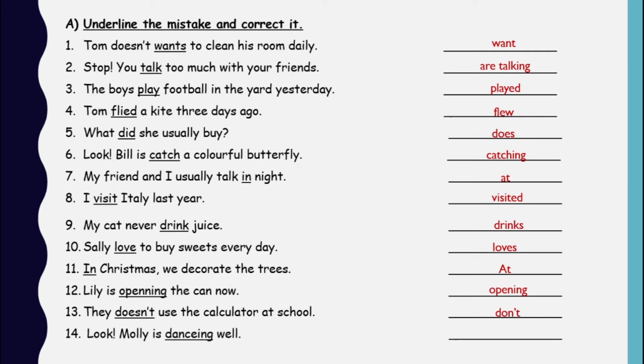14. Look, Molly is dancing well. Again, look is a keyword that belongs to the present continuous. So let's have a look at the verb. Following the ing butterfly, yes, you have the verb, you have the ing, perfect. Is it perfect? No, because the verb here is ending with e. They did not cross the e at the end of the verb. So the answer should be Molly is dancing without the e.